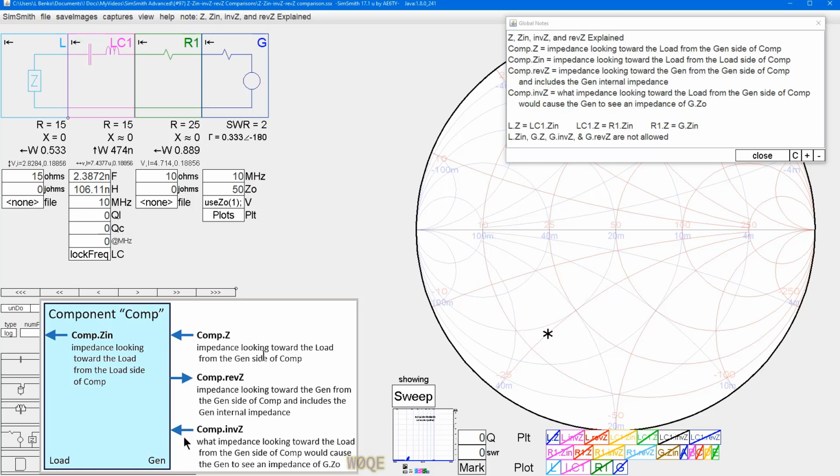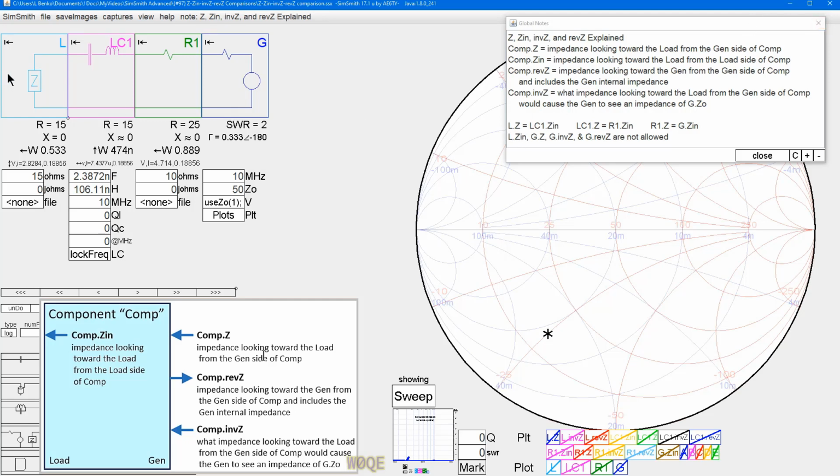And then finally we have this interesting one, which is invZ. It says what impedance to the left side of the component, if we say L.invZ, we can say what impedance to the left of this component would be such that the generator would see an impedance of G.Z0. And that basically means the generator is matched. So that's very interesting, and this is extremely powerful if you want to see what the matching range is for a circuit or something like that. Let's just begin. Let me close this one.